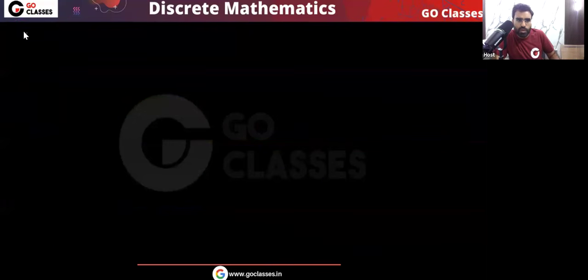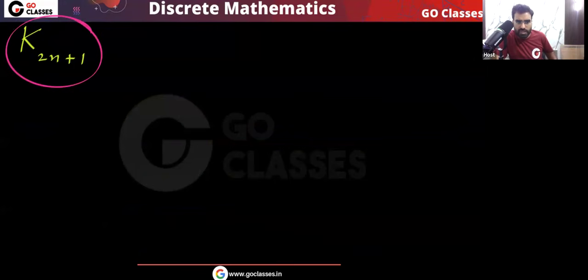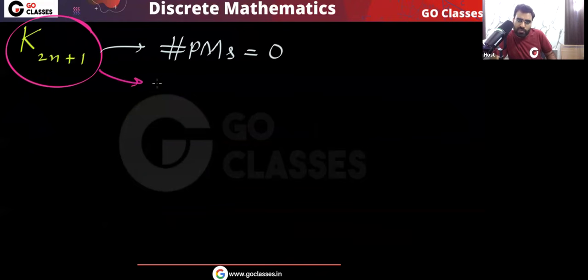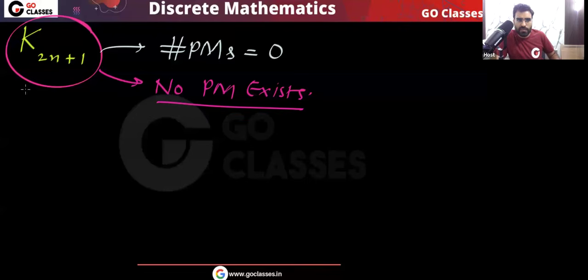Now, what about K2n plus 1? Means complete graph on an odd number of vertices. K2n plus 1. What can you say about this graph? Very simple. The number of perfect matchings will be 0, right? Yes or no? The number of perfect matchings will be 0, meaning no perfect matching exists. Very easy. And what about the number of maximum matchings? Tell me here, what will be the number of maximum matchings?